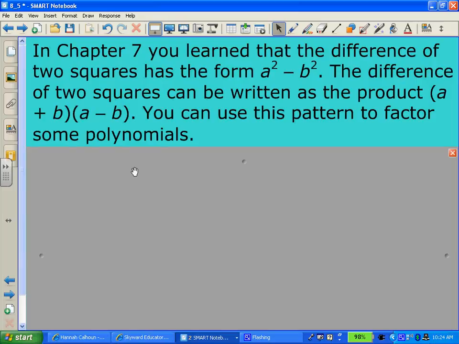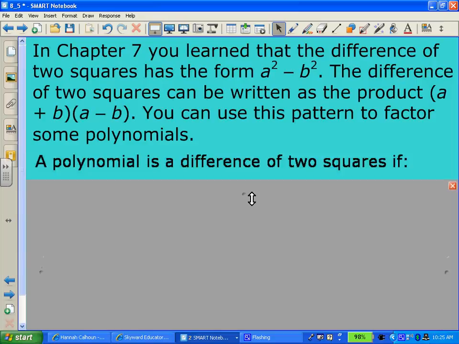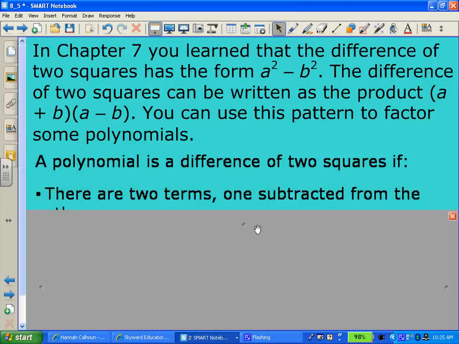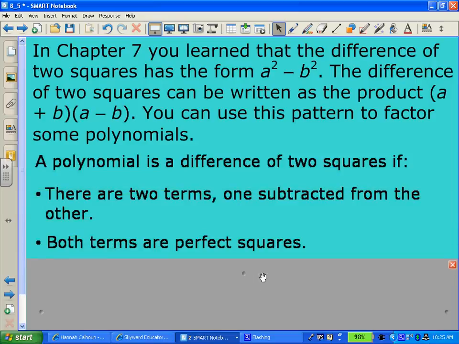Okay, now for a little bit more useful of a shortcut. The difference of two squares. Remember that that's a squared minus b squared, and when we factor that, it's a plus b, a minus b. We're going to come across some polynomials that are the difference of two squares. The requirements are that there's only two terms, one subtracted from the other. We can't have a sum of two squares. Notice that it's only difference. And both terms have to be perfect squares.